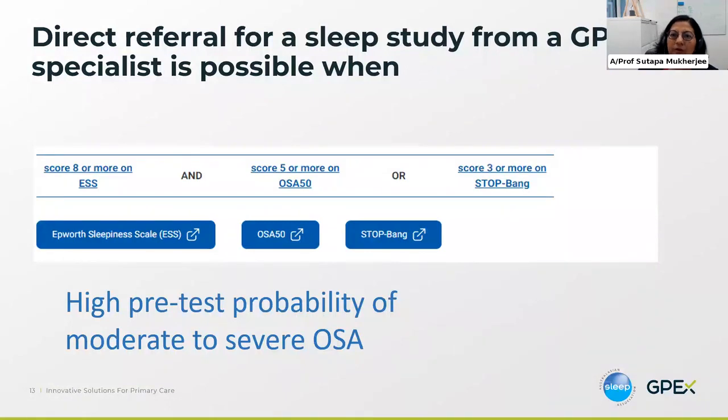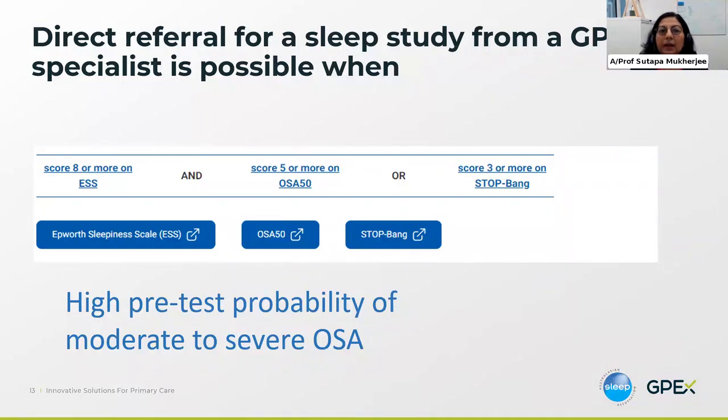And these questionnaires are really important because it is possible for a primary care practitioner to refer directly for a sleep study if there's a high pretest probability of moderate to severe sleep apnea. So if people are scoring 8 or more on the Epworth Sleepiness Score, as well as having an OSA 50 score of 5 or more, or they're scoring 3 or more on the STOP-Bang, then that means there's a very high pretest probability of that patient having moderate to severe sleep apnea.